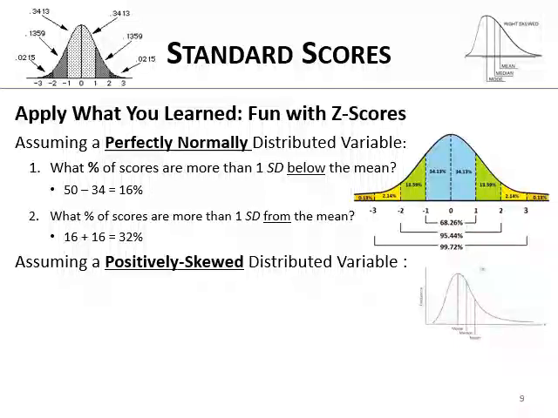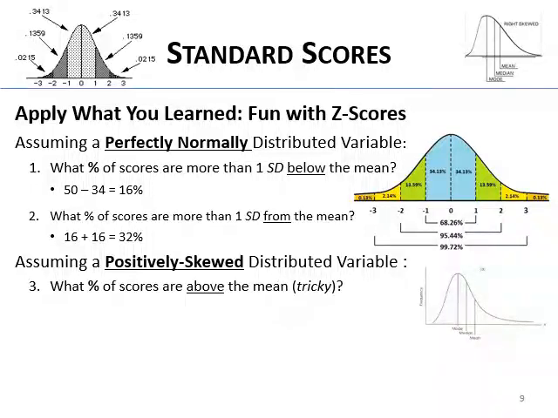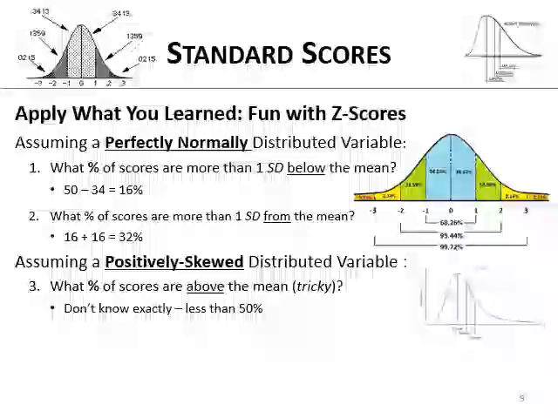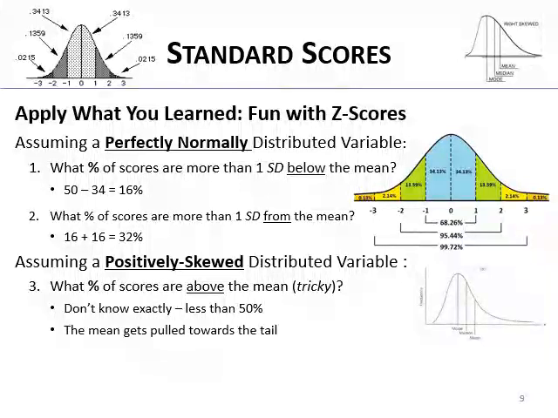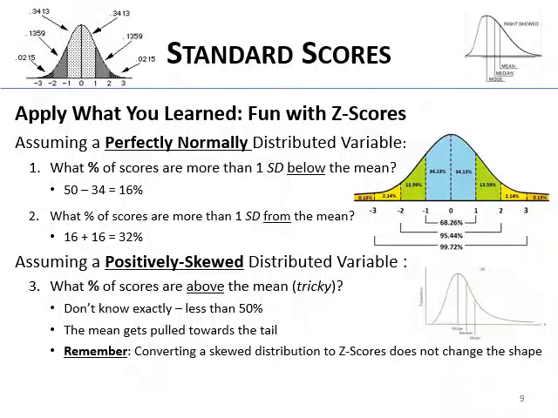So let's say, though, instead of a normal distribution, you've got something that's positively skewed. So what percent of scores, if you converted this to z's, are going to be above the mean? So it's tricky because we don't know. So we know that the mean gets pulled towards the tail, so it's going to be something maybe less than 50. That's about all we know, because that mean gets yanked up towards the tail, so the median is closer to the center, and the median is always the median. It's always got 50% of scores below it, 50% above it, whether it's skewed or not.